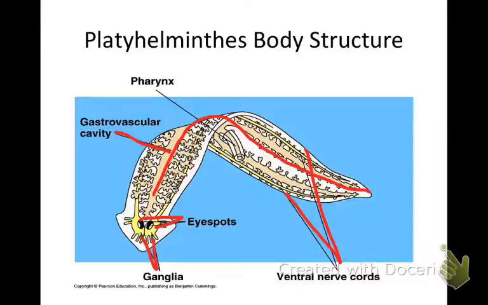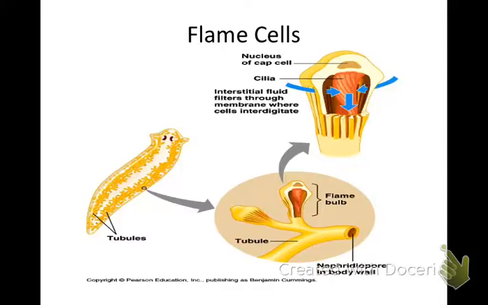We also need to highlight that they have these things called flame cells. We kind of talked about them before. Remember, highlight, those flame cells are there to excrete that nitrogenous waste, which would be an equivalent to your kidneys. So this is their kidney-like structure, because they have to get rid of waste somehow.